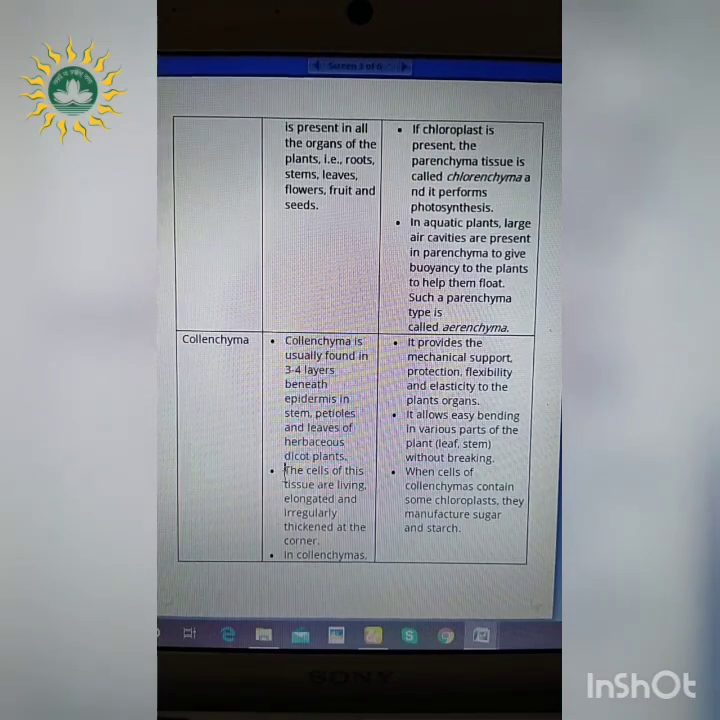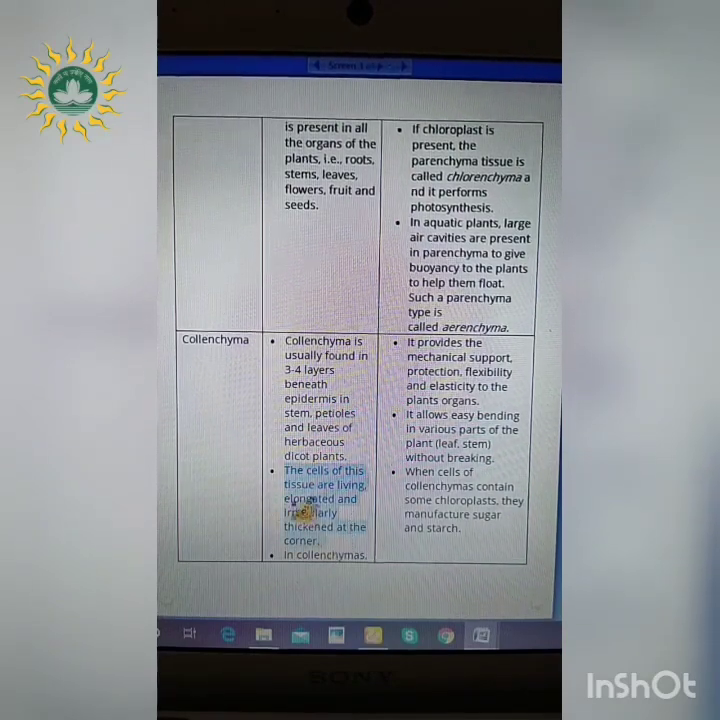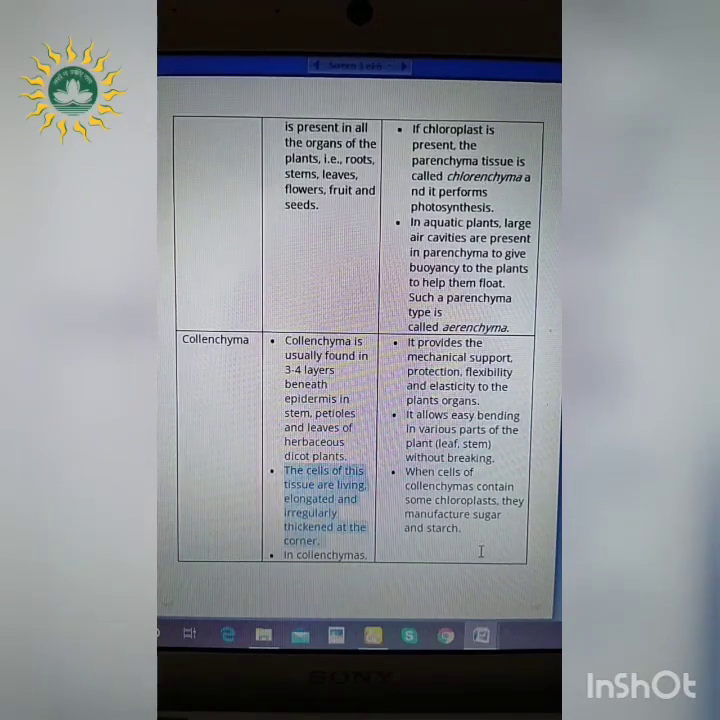Next, the cells of this tissue are also living, as in parenchyma. They are elongated and irregularly thickened at the corners. So this point is very important. These thickenings were not present in parenchyma. This thickening is one of the important characters of collenchyma.